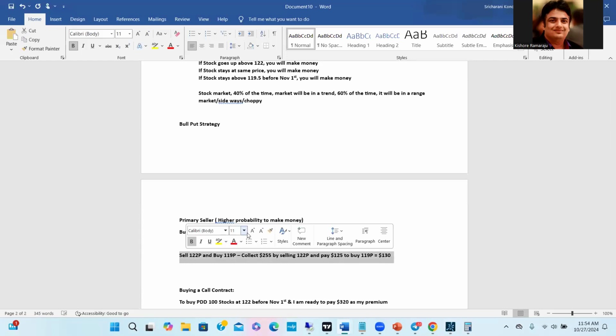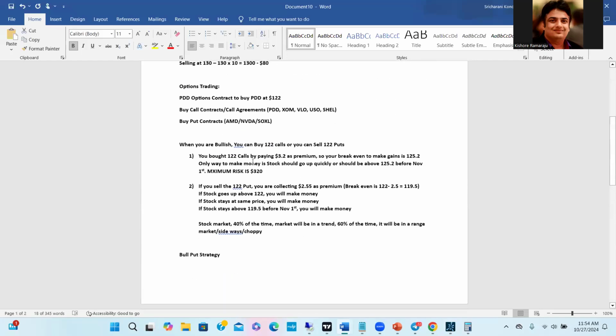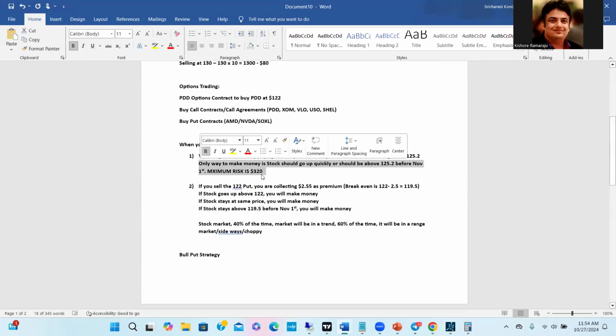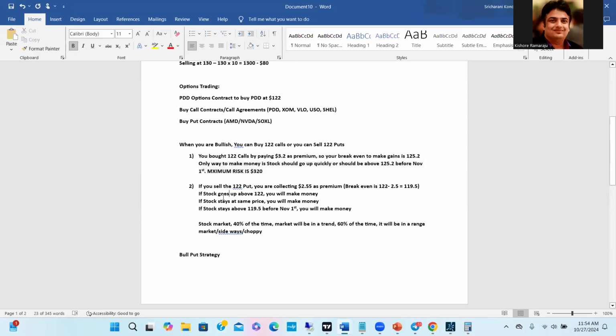So instead of just selling, one way is you can buy the calls, you can make money, but if stock stays choppy, you will lose. The other way is you can sell the puts. If stock goes up, you'll make money. If it stays choppy, you'll make money. If it goes little bit down, you'll make money. But in case there is a 10% risk, suddenly because of any bad news, market can go very much down.